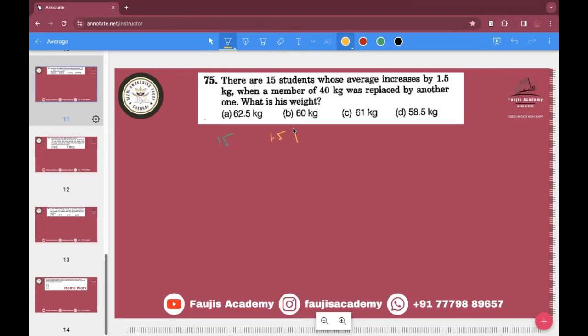The average increased by 1.5 kg. The boy who went out was 40 kg. Let's say the average of the class was X kg. Before the change, this is the scenario. So how much is the total?